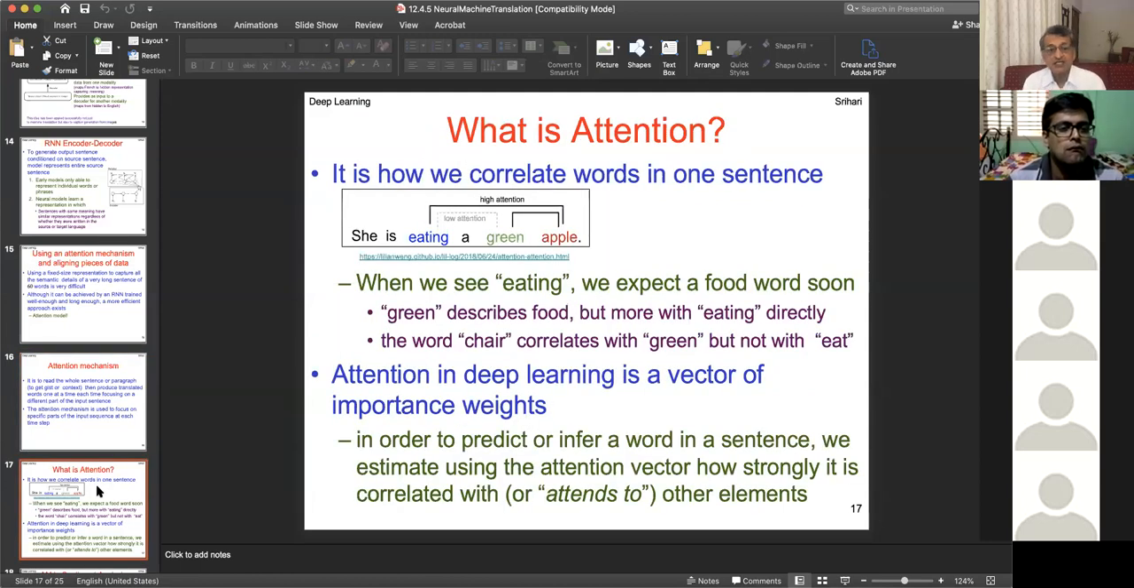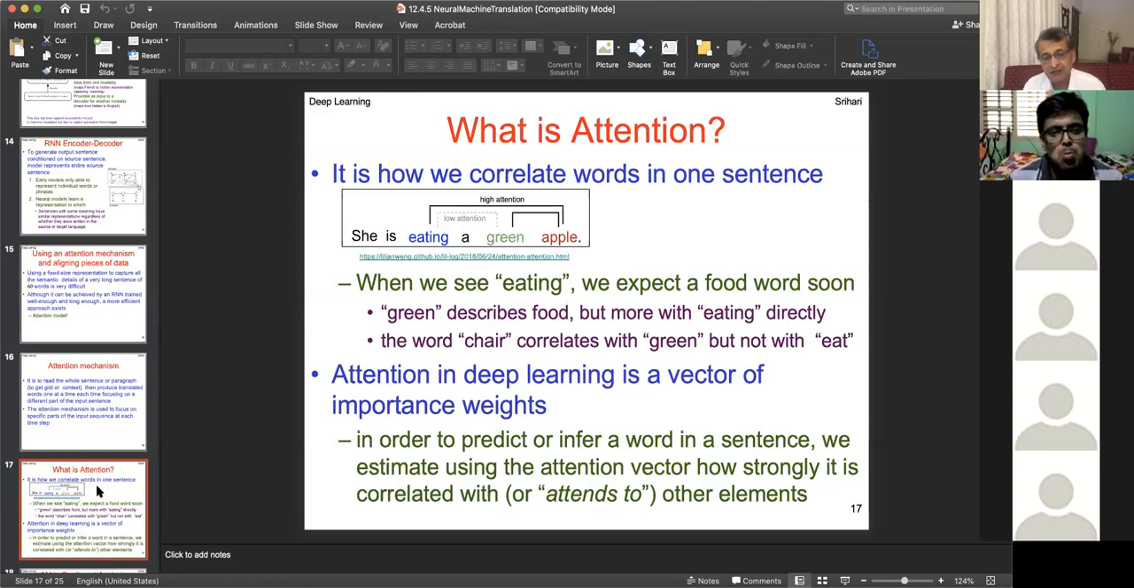Supposing you had a sentence, she is eating a green apple. There are some correlations happening between these words. It is all about how we correlate words in even one sentence. When we see the word eating, okay, she is eating, we expect a food word soon. After eating, we get the word green. Green describes the food, but the word eating goes along more with apple. What are you eating? You're not eating green, you're eating an apple.